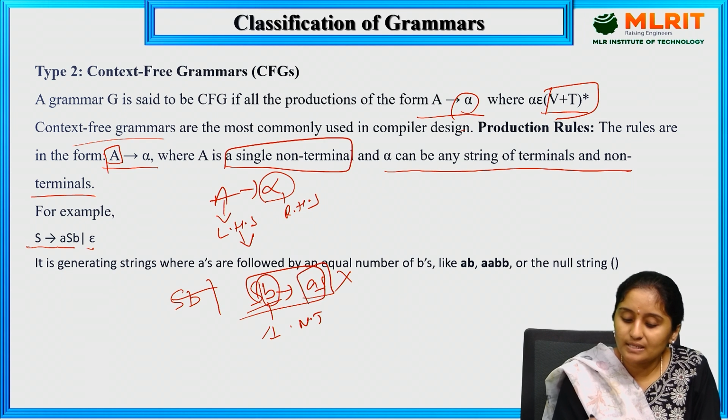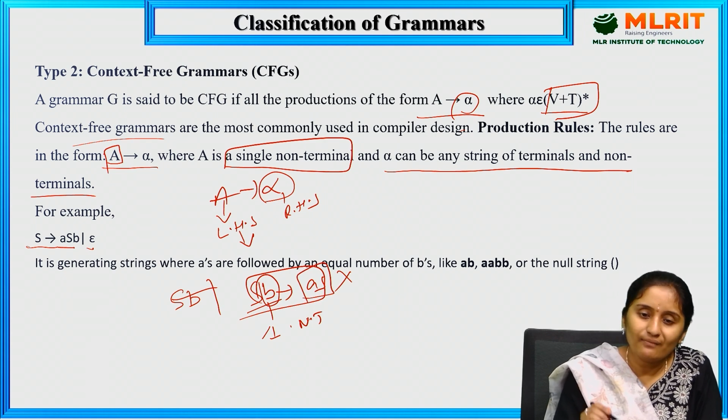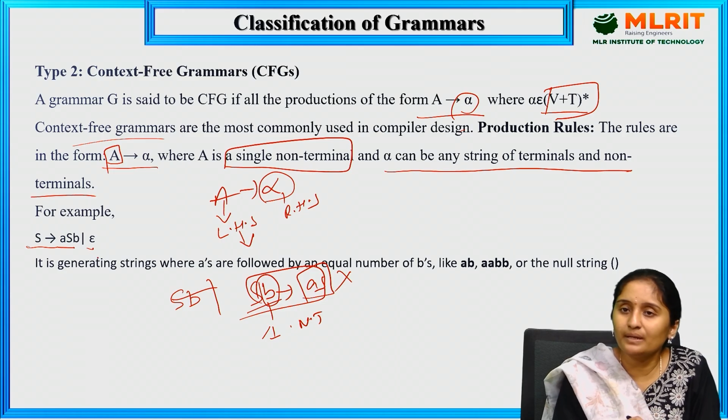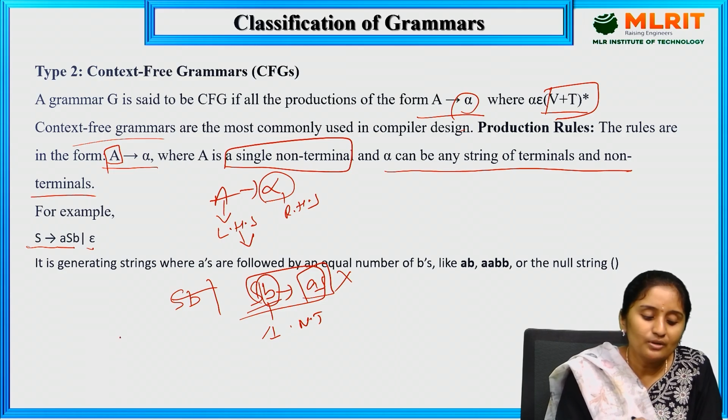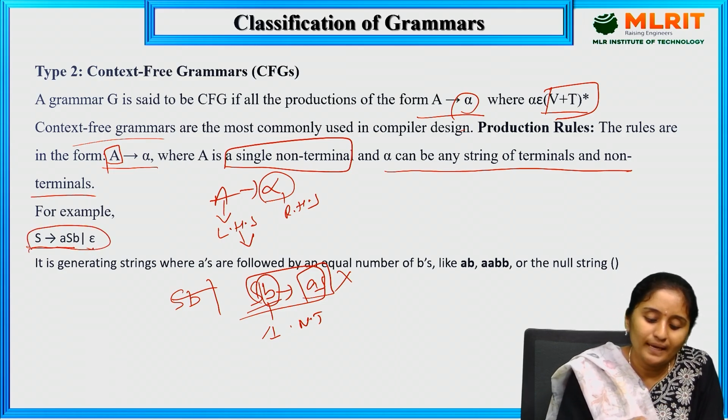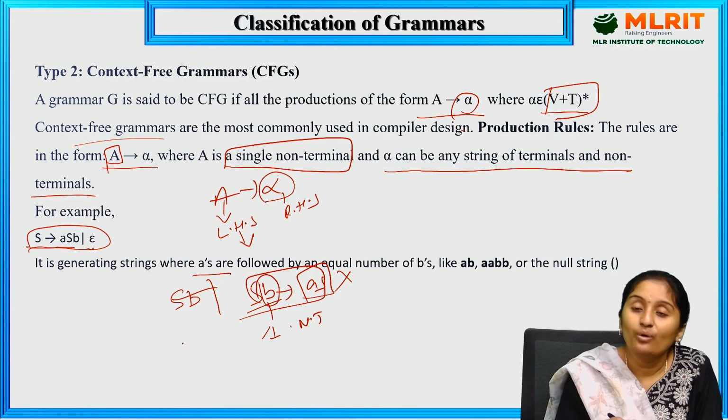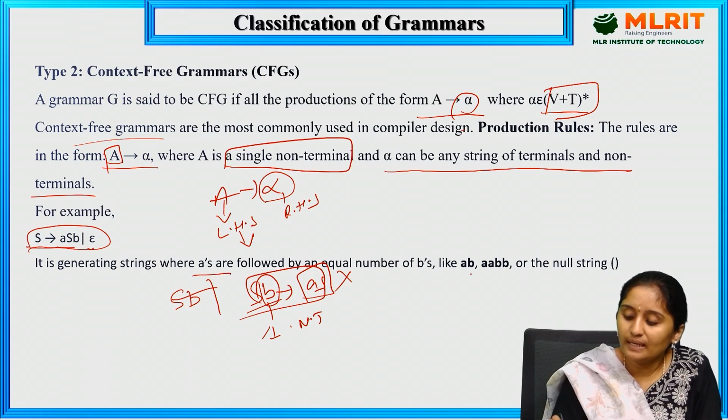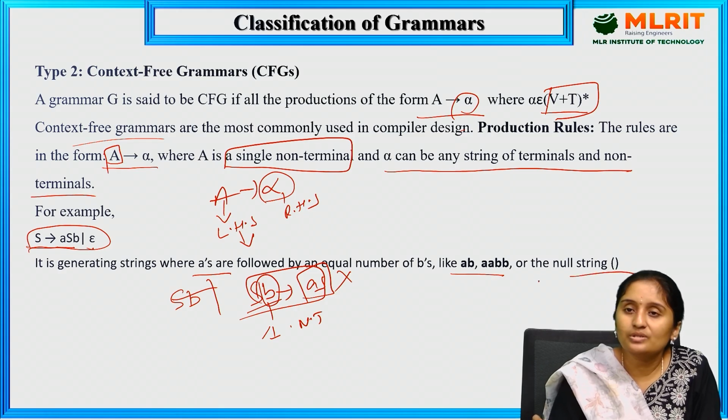Coming to the RHS part, it can be a combination of terminals and non-terminals, and we can also have zero occurrences. Nothing but epsilon can also be there. So according to this production rule, it is going to generate A's followed by B's. So it is going to generate AB or AABB, or it can also generate null strings.